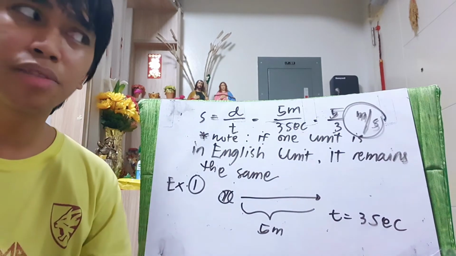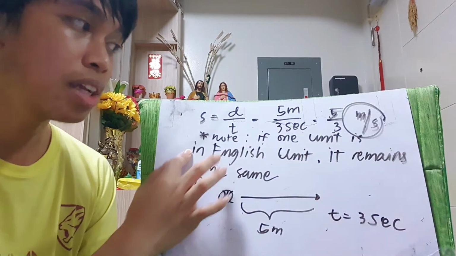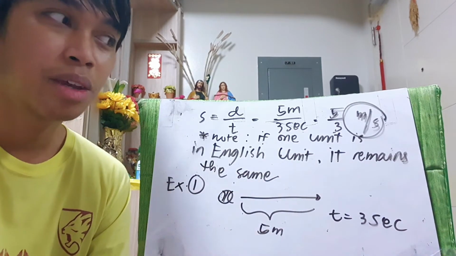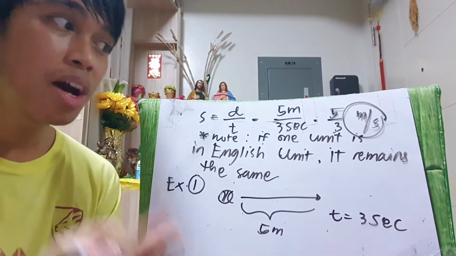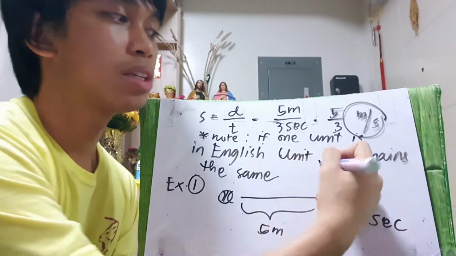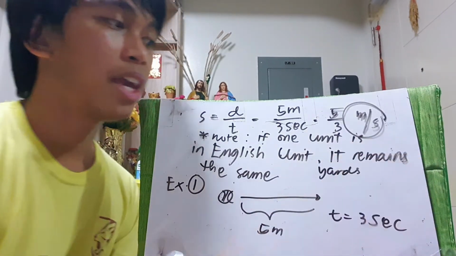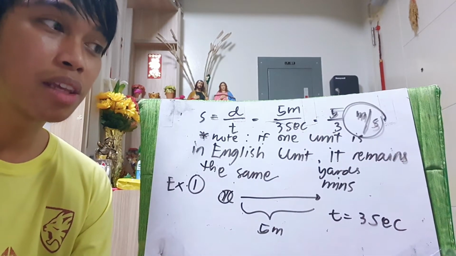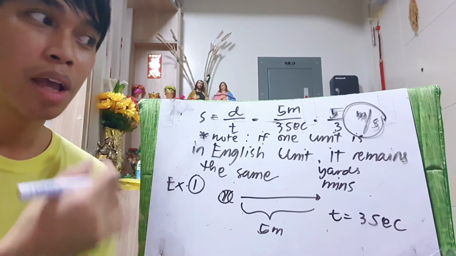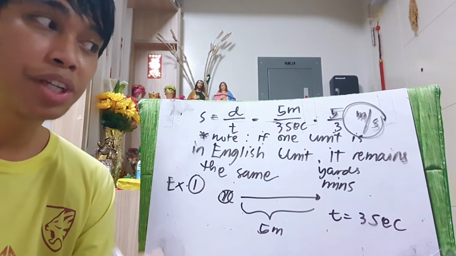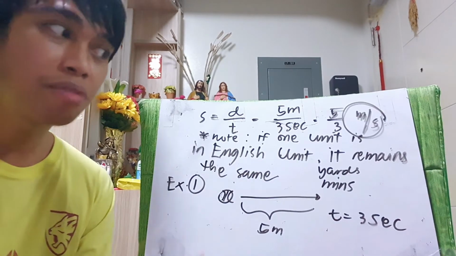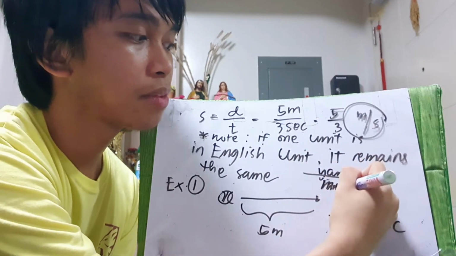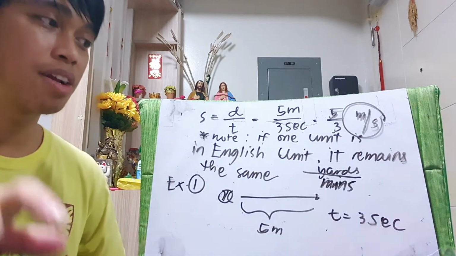This note is very important. If one unit is in English units, then it remains the same. What does this mean? If you have a measurement for length in yards, and you have a time in minutes, then we can put it that way. We do not have to convert yards into different measurements. We leave it as is: yards per minute. Do you understand? Very good.